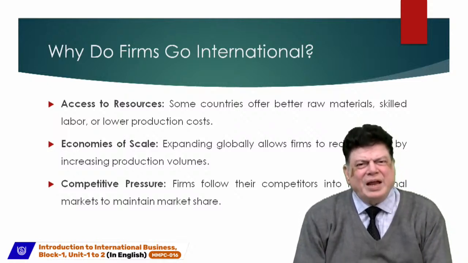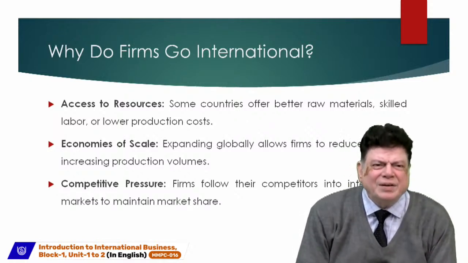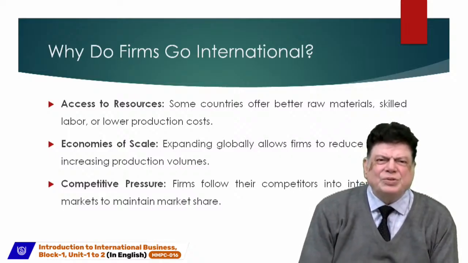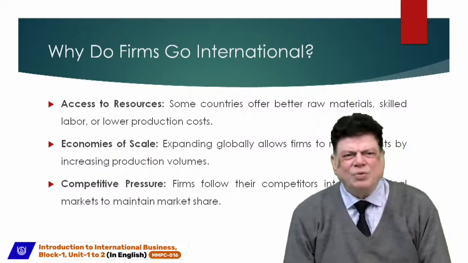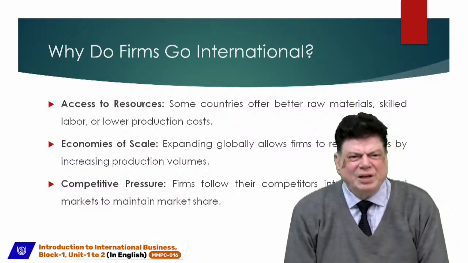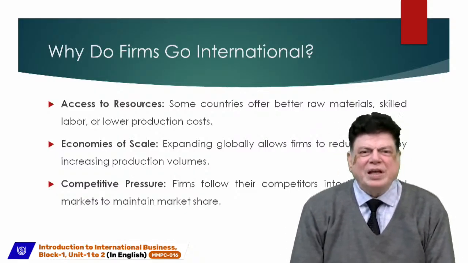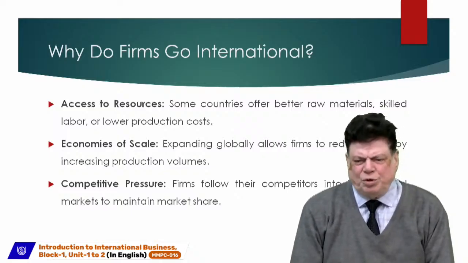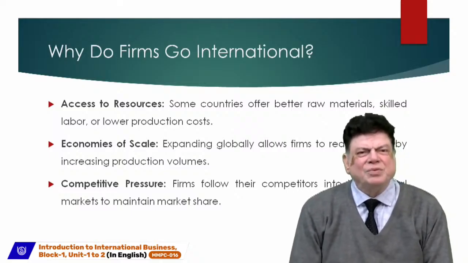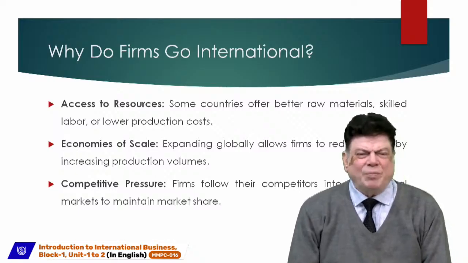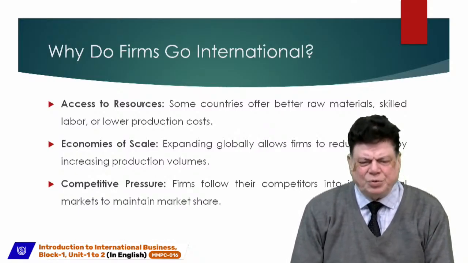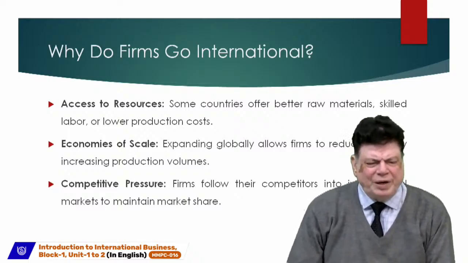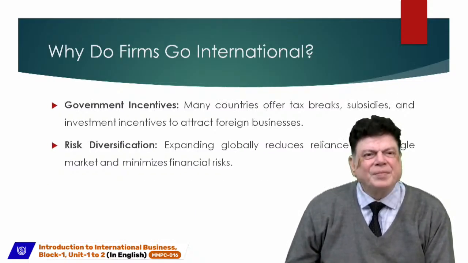So in this slide there are three points. First is access to resources. Some countries offer better raw materials, skilled labor, or lower production costs. Second point is economies of scale. Expanding globally allows firms to reduce costs by increasing production volumes. Third is competitive pressure. Firms follow their competitors into international markets to maintain market share.